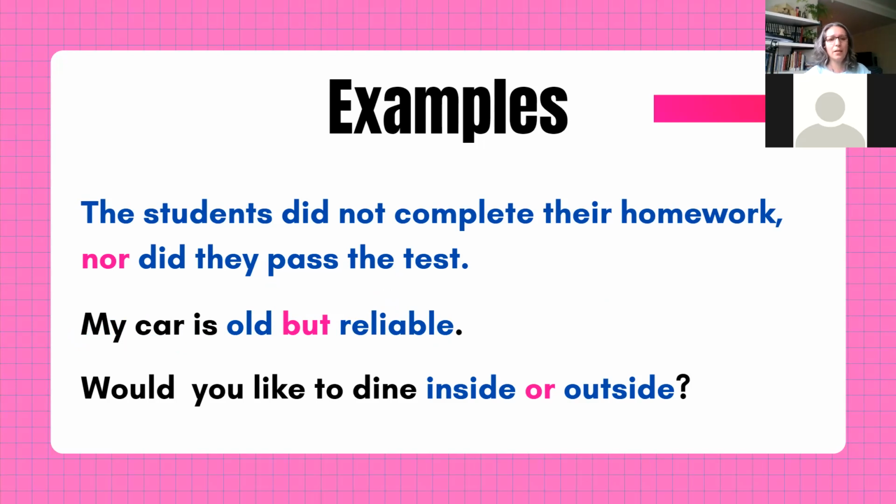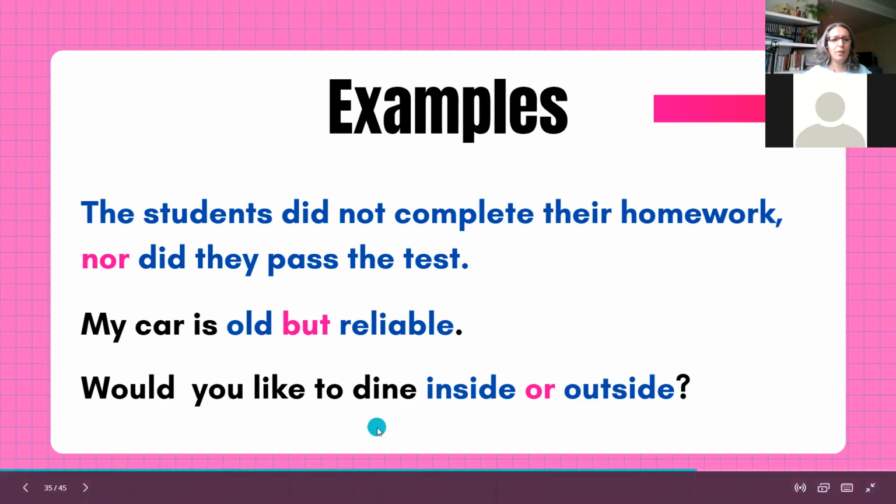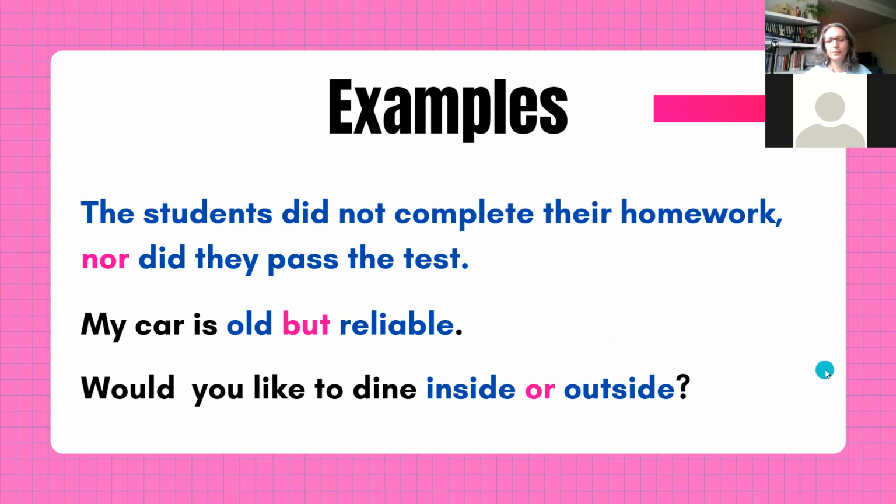Coordinating conjunctions, that is. We can't mix them up. We can't say noun and verb. They have to be the same within the same category. And the final example on this page: would you like to dine inside or outside? In this case, or connects two adverbs, inside or outside.